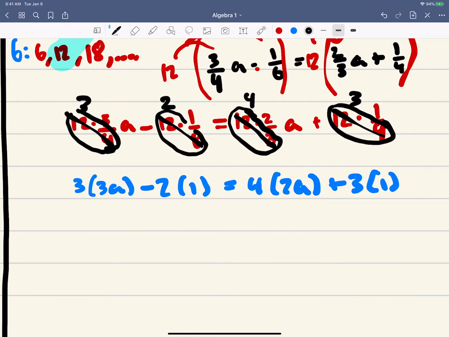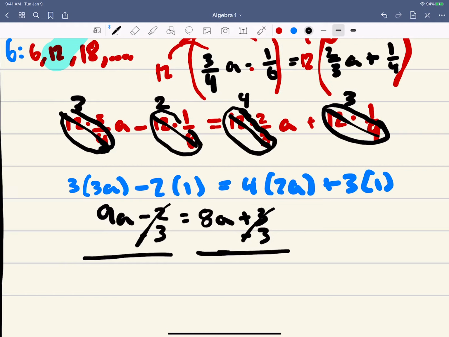And if we simplify it some more, 3 times 3a is 9a. Minus 2 times 1 is negative 2. 4 times 2a is 8a. And then plus 3 times 1 is 3. And now we can solve this equation. It's not that hard, right? We're going to subtract 3 from both sides. It's going to go away. And you're going to get 8a is equal to 9a minus 1.